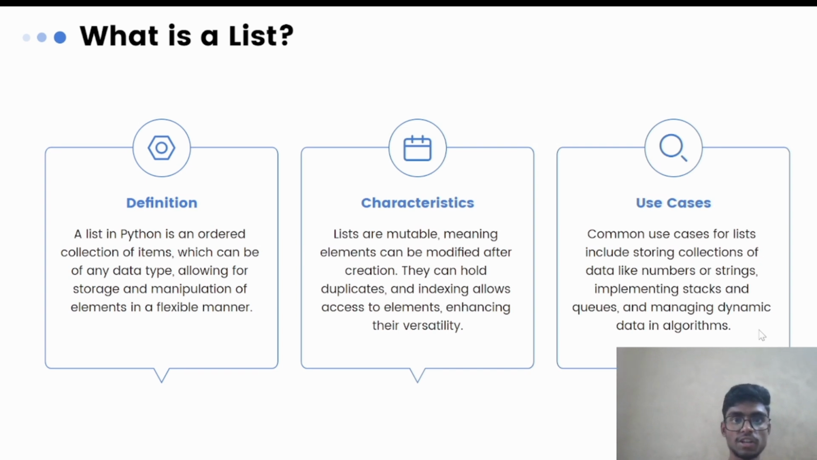What is a list? The definition of a list: a list in Python is an ordered collection of items which can be of any data type, allowing for storage and manipulation of elements in a flexible manner.